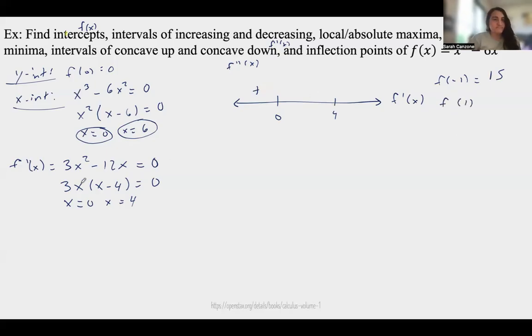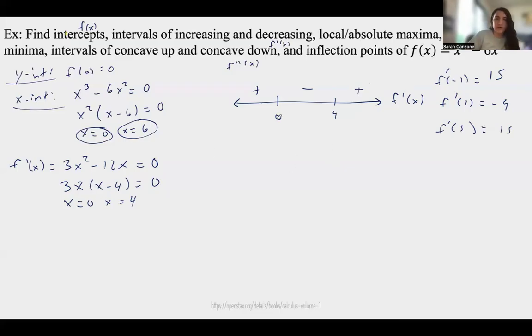Between 0 and 4, maybe I'll just choose 1. That's pretty easy. So this is 3 times negative 3, which is going to be negative 9. Right? 3, negative 3, yeah. So this is negative. And then I can choose, say, 5. So f prime, sorry, all of these are f prime. F prime at 5 is 3 times 5, which is 15. 5 minus 4 is just 1, so this is just positive 15. So this is positive.